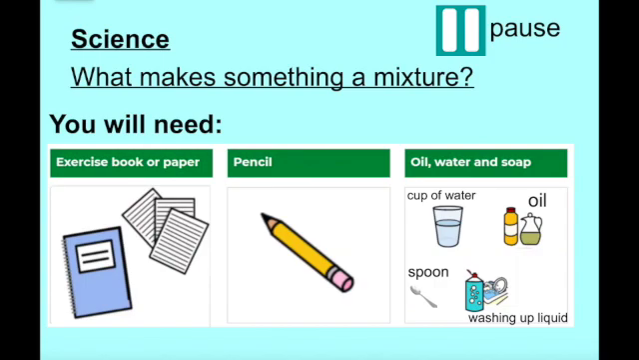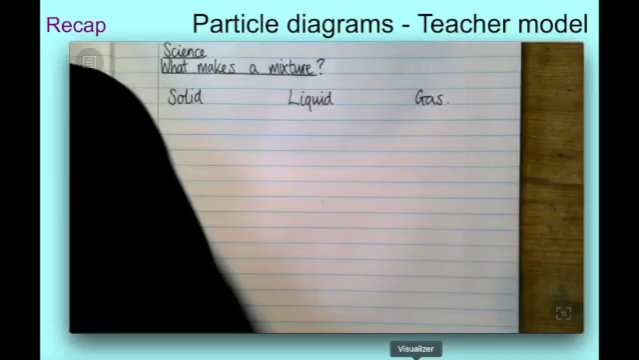Okay, welcome back. Right, let's get started. So we're going to do a little bit of a recap on what particle diagrams are. Now, we know the three states of matter from before. I know we've done it in school before. We've done solids, liquids and gases. Now we're just going to do some particle pictures, diagrams to show what that looks like.